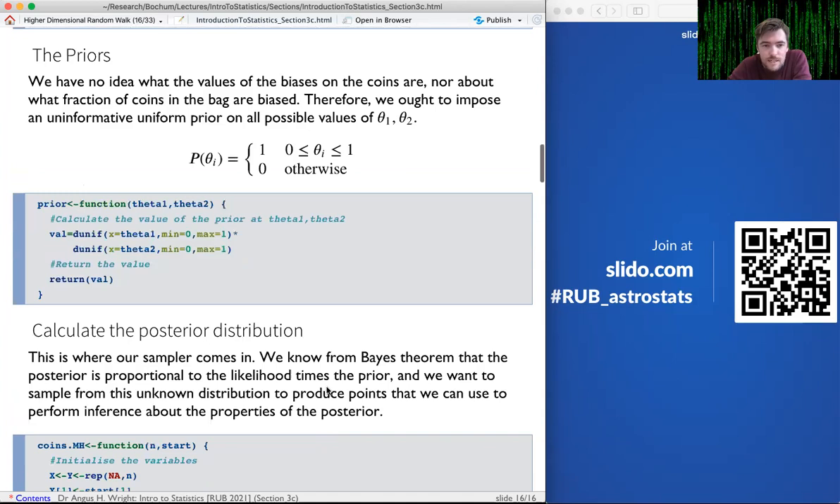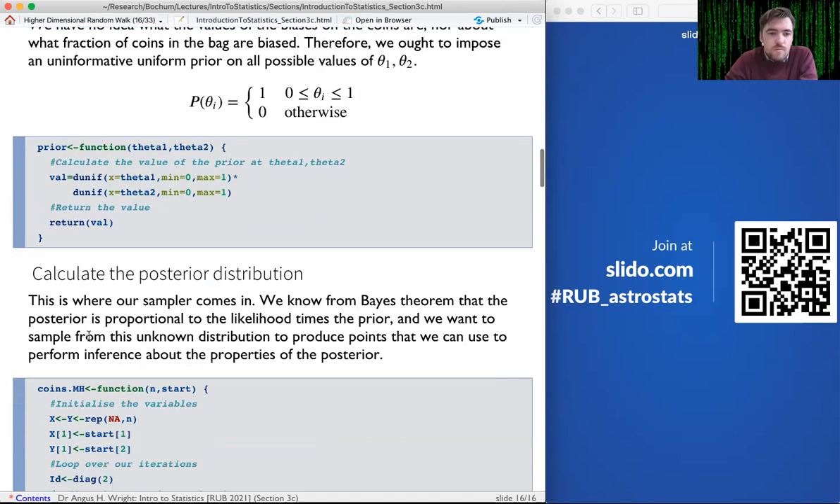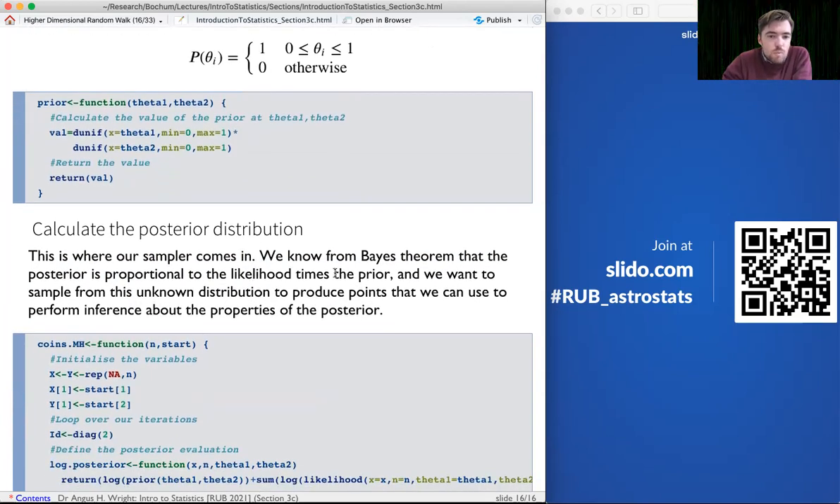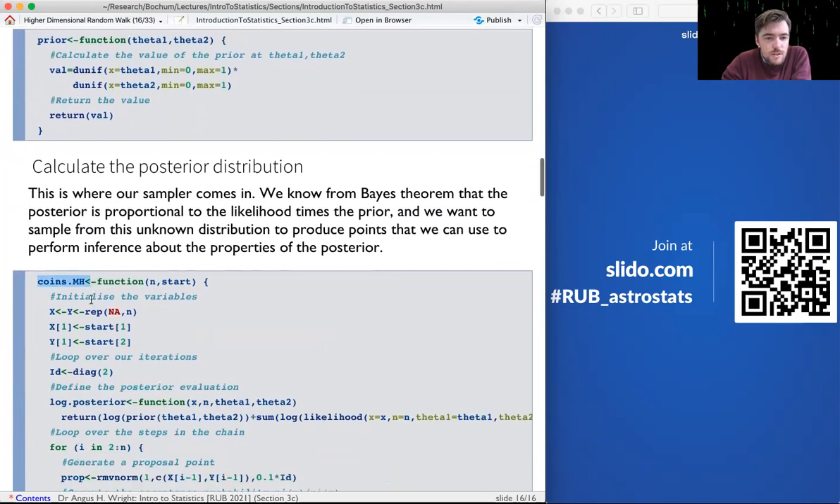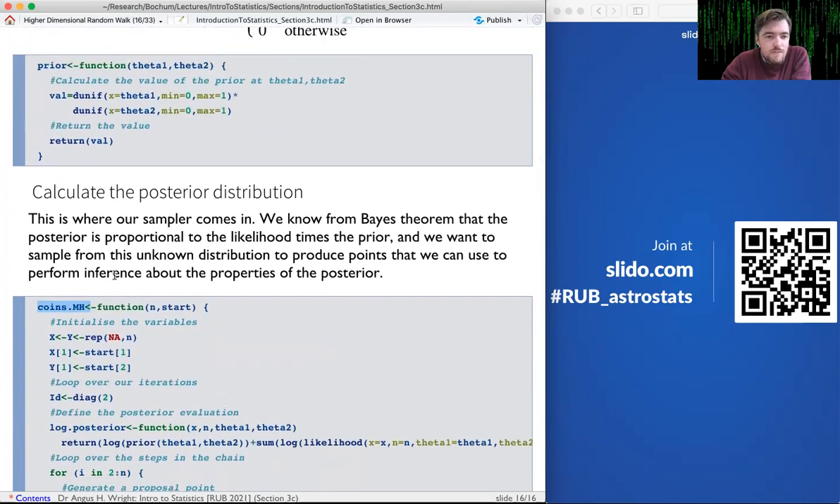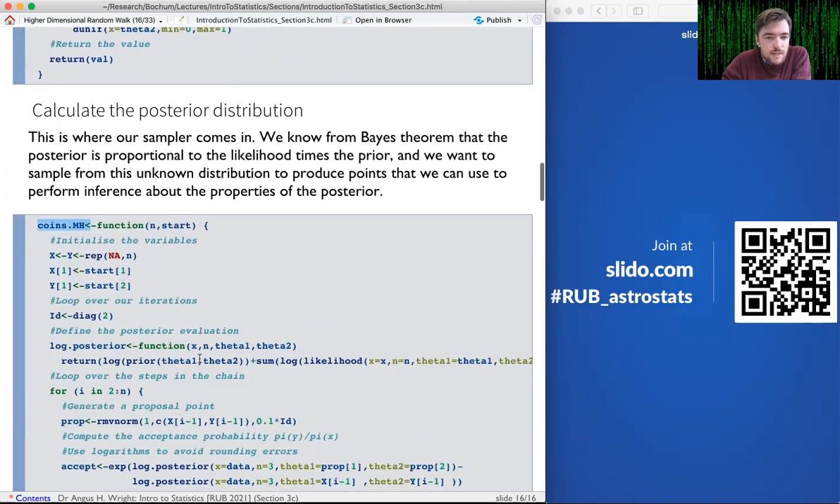And then finally, we can calculate the posterior distribution. And this is where the sampler comes in. This is where things get fun, things get interesting. So what we do is we generate our Metropolis Hastings using the stuff that we had above, using the prior here and the likelihood here.